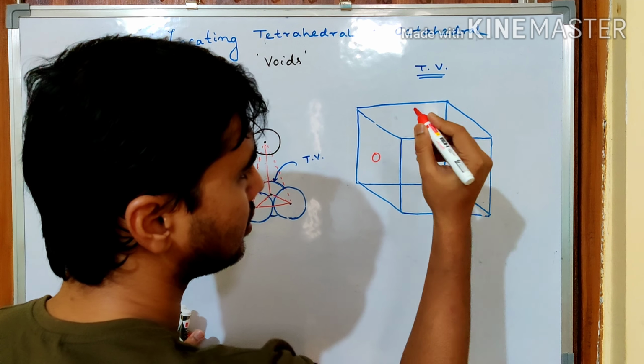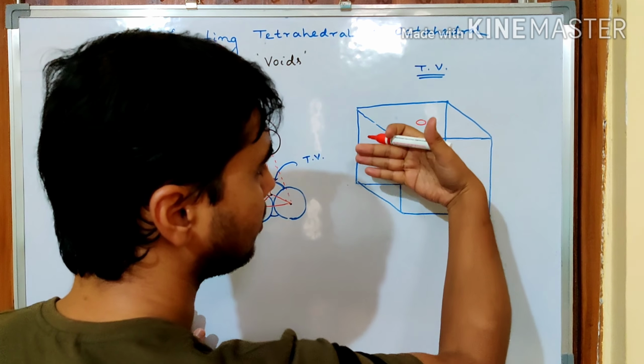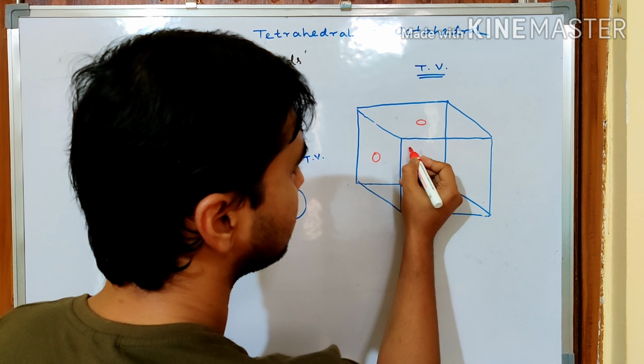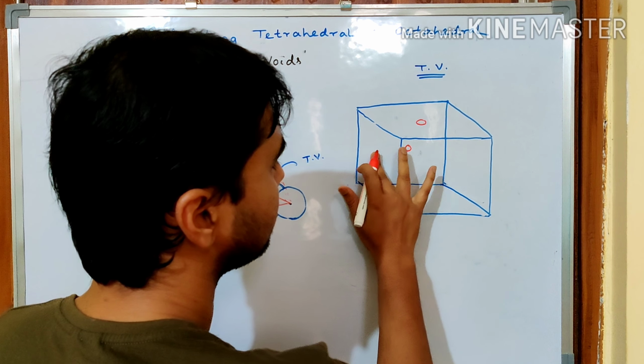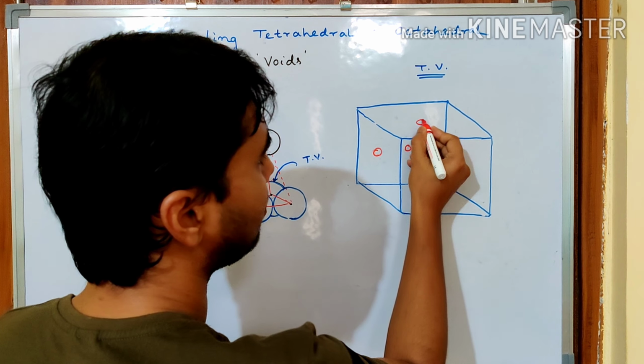I hope you can realize. Center of this face, this one above this side, and the face which is present at the back, that means this one. So 3 atoms I have drawn.